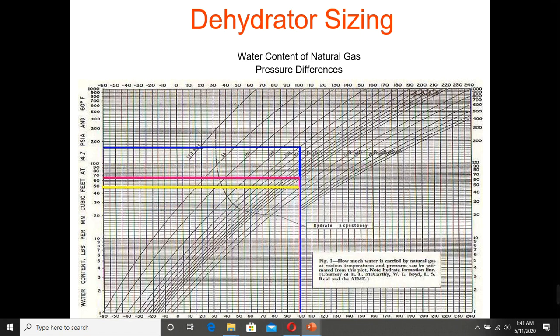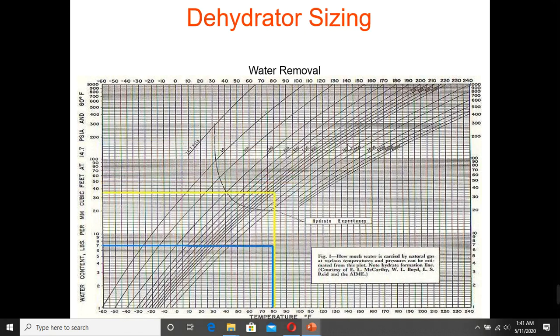Now this is about the pressures. Here we keep the temperature the same at 100 degrees, but we change the pressure. For example, here is 2000 psi, then 1000 psi, and then 300. As you see, as the pressure is declining, the water content increases. This is 180, this is 60. This is the water content that can be taken out at this temperature and pressure. So by playing with the pressure and temperature, you can remove the water from this natural gas.